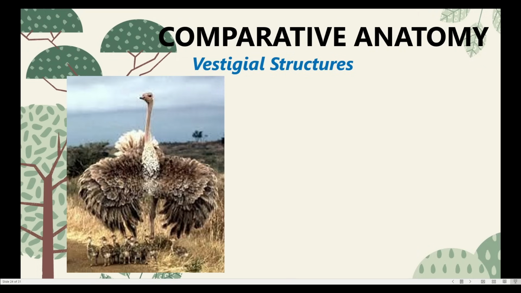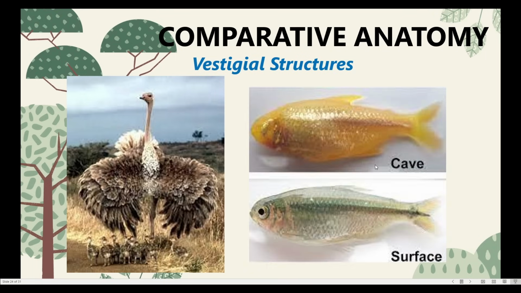The wings of ostriches are also regarded as vestigial structures. Bakit? Kasi alam naman natin na hindi naman kayang lumipad ng isang ostrich. The wings of an ostrich are too small to allow them to fly. Also, we have cave fish. If we compare a cave fish with a surface fish, yung cave fish, meron pa rin siyang eye, pero hindi naman siya nakakatulong para makakita ang isang cave fish. This means that these eyes are considered as vestigial structures.